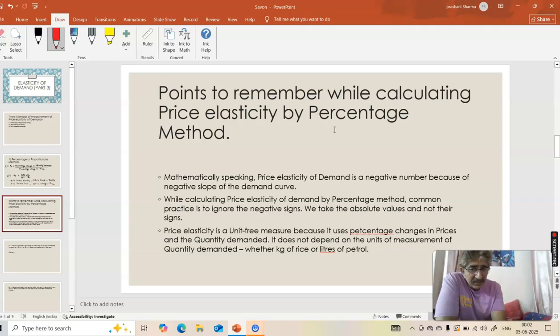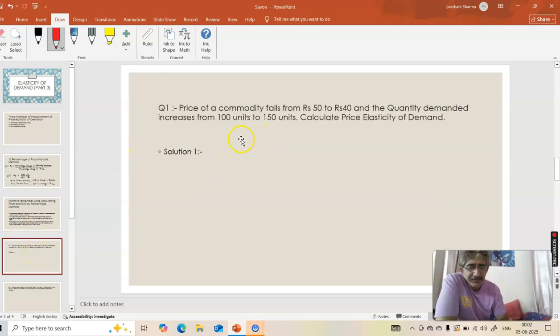Now, price elasticity is a unit-free measure. You don't attach any unit, like you have centimeters and all. Because it uses percentage changes in prices and the quantity demanded, it does not depend on the units of measurement of quantity demanded, whether kg of rice or liters of petrol. Okay, so I proceed now.